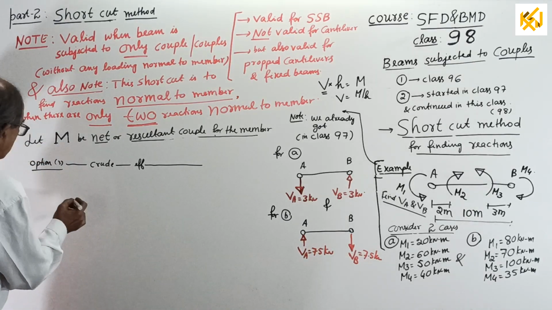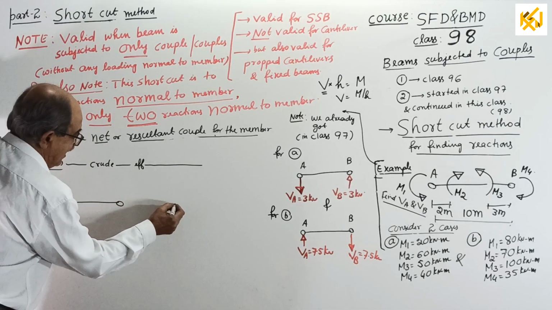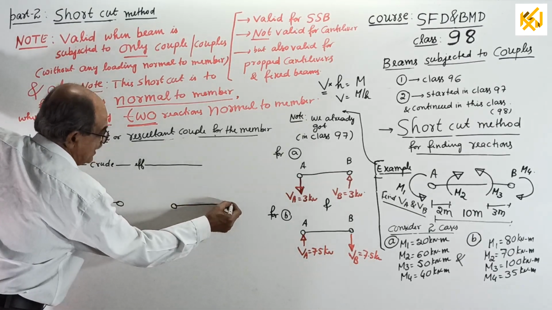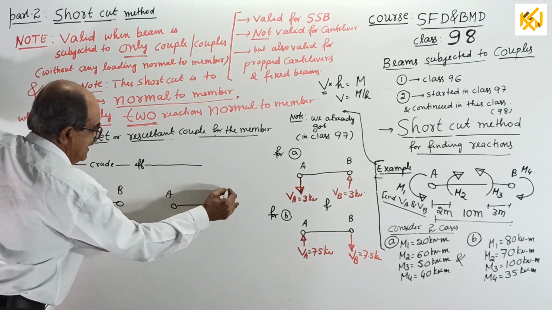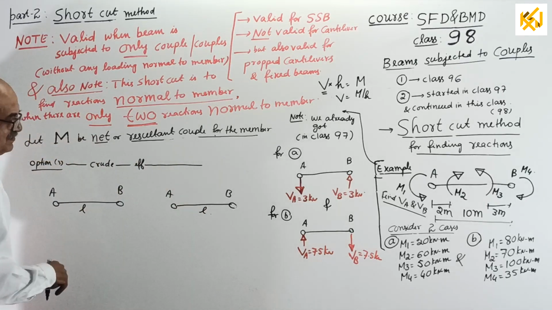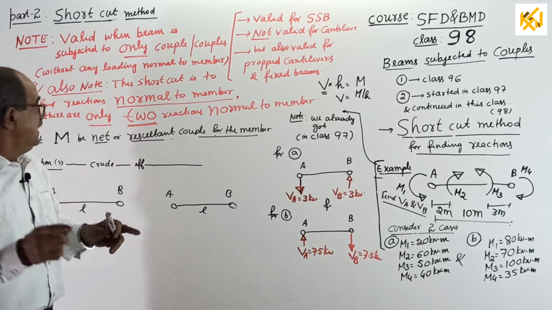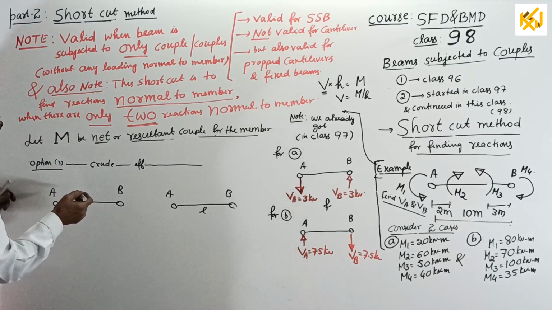See, put the beam. Now you also will say, sir, this is the best. Why? No confusion. AB, AB. Okay. Length is L. I will write here, length L. I forgot last time. I told you, let M be the net couple.